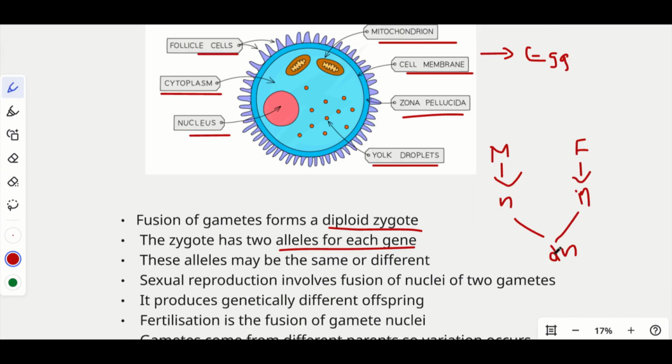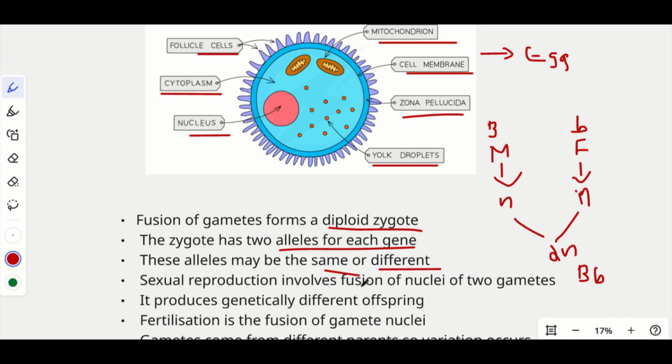Whatever the characteristic, for example, you can go with the example of eye color. Your mother has blue eyes and your father has brown eyes. So if blue eye is dominant, the baby will have blue eyes. And if brown eye is dominant, the baby will have brown eyes. So the zygote has two alleles for each characteristic, both alleles from father and mother. These alleles may be the same or different.